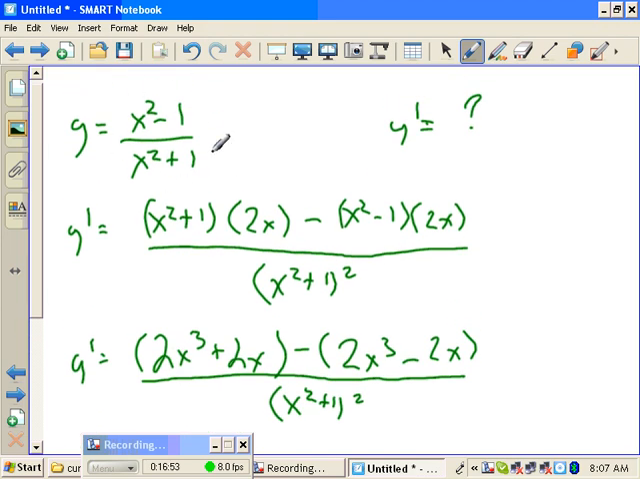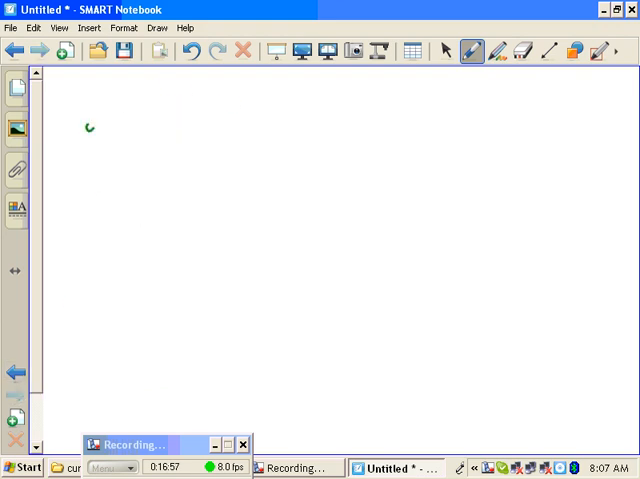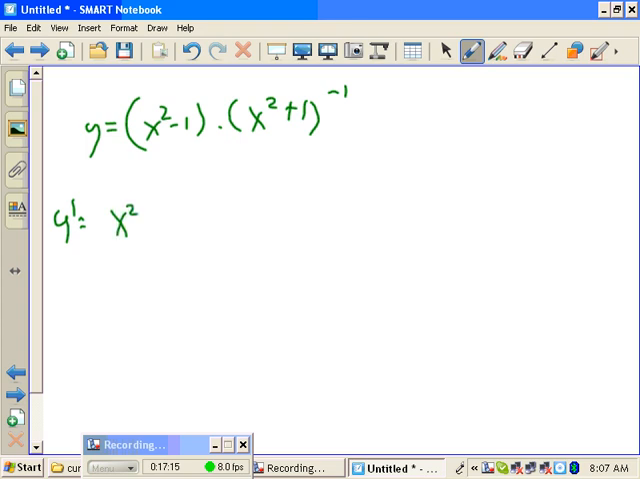No, remember you could also use the product rule, so let's do that. What if y is x squared minus 1 times x squared plus 1 to the negative 1? And just use the product rule and see if you get the same thing. Okay, so y prime is, how do you do product rule? First times the derivative of the second. Now what's the second's derivative?